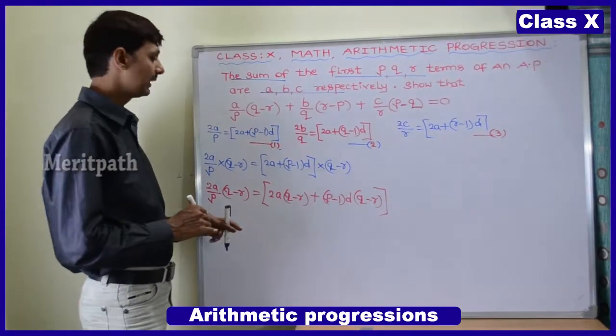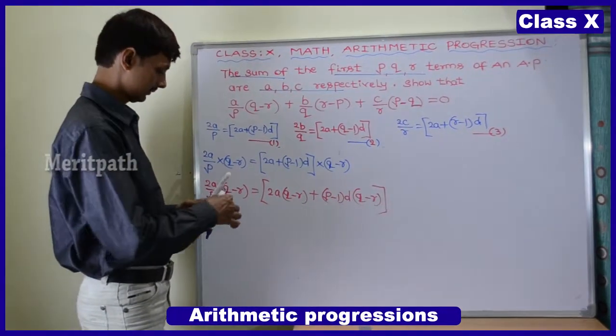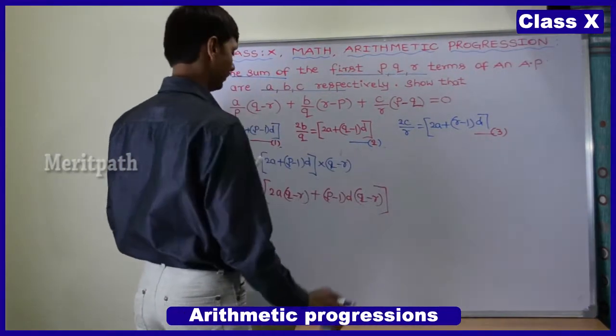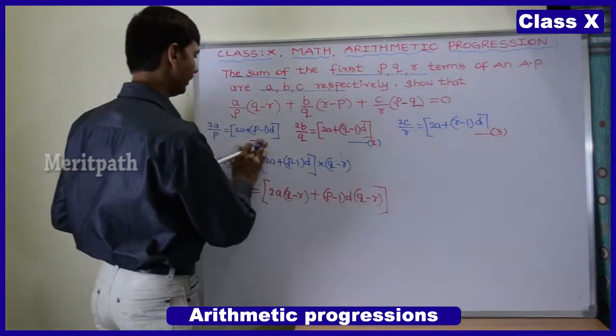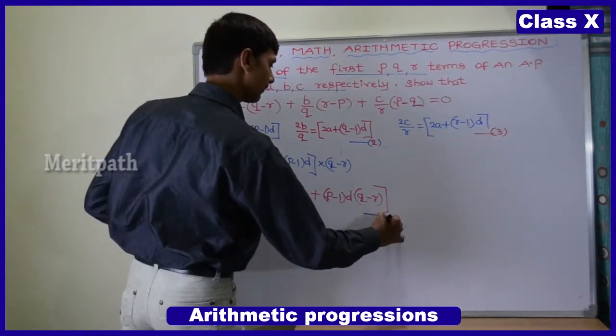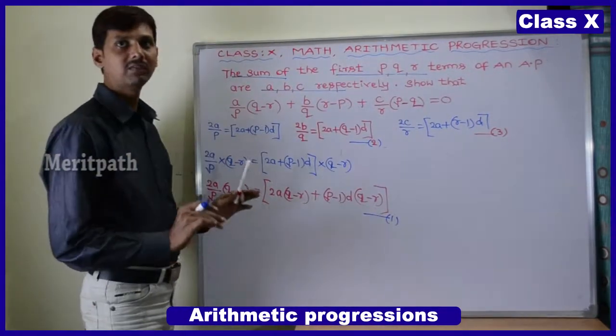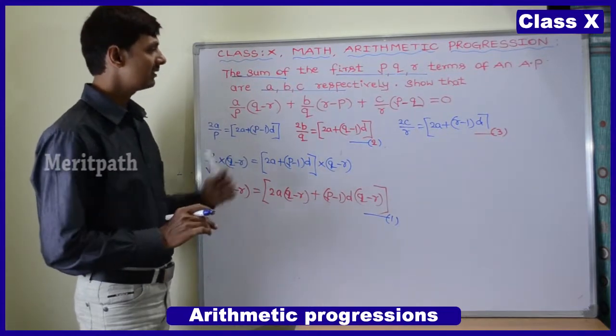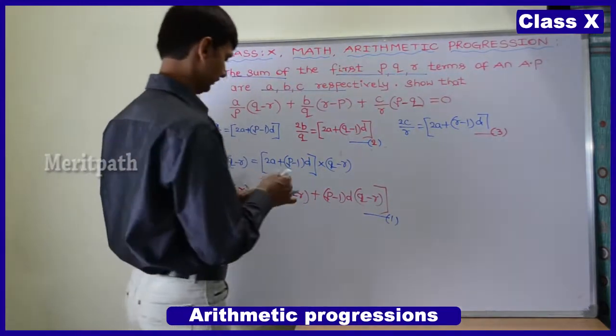And after multiplication, here is the second equation. We will take this as the first equation only after multiplication. As the first equation only, we have simplified just the first equation. Let us simplify the second equation.